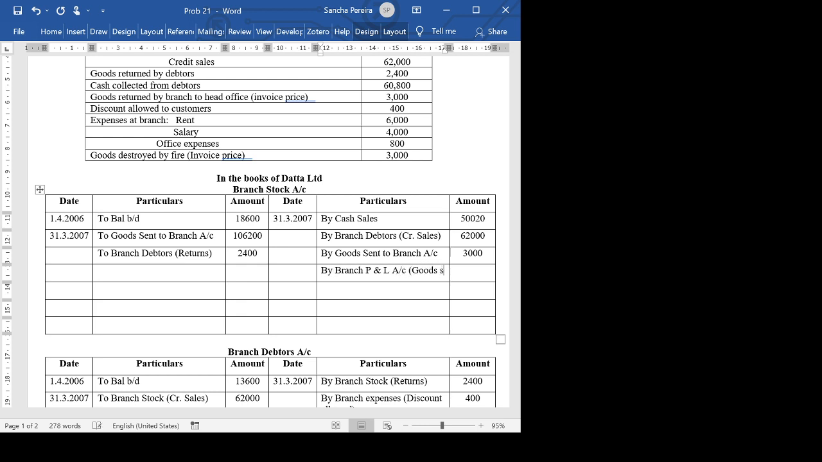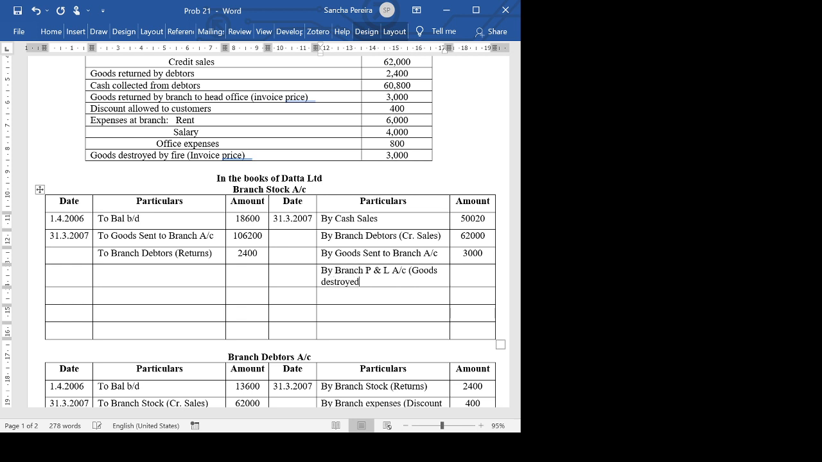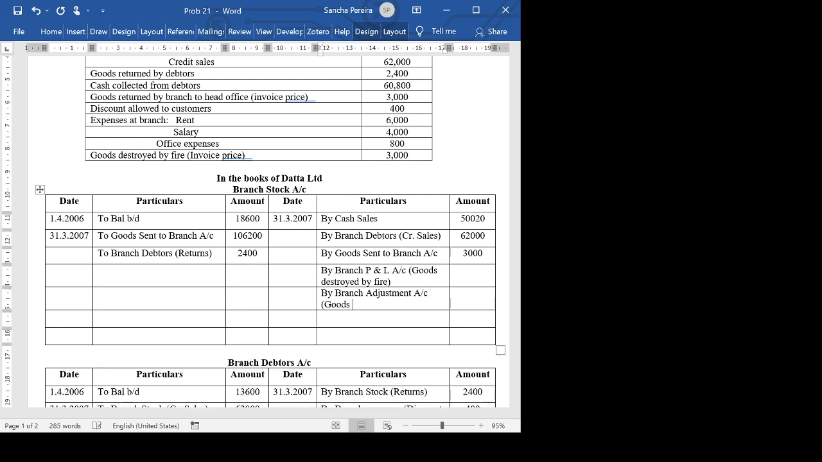Goods destroyed, just to identify the transaction by fire. And here I'm going to have by branch adjustment account. Same thing, goods destroyed by fire.